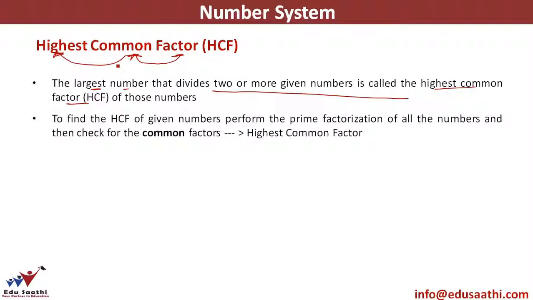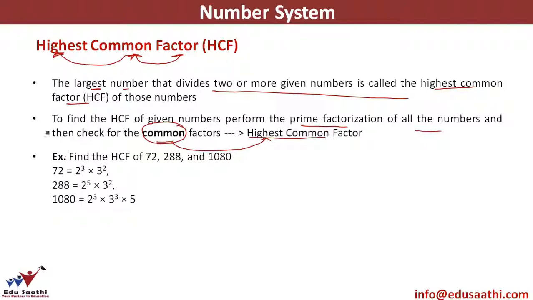To find the HCF of the given numbers, perform the prime factorization of all the numbers and then check for common factors. Once you understand the common factors, look at the highest common factor. Let's look at the numbers 72, 288 and 1080. I have to find the HCF of these numbers.